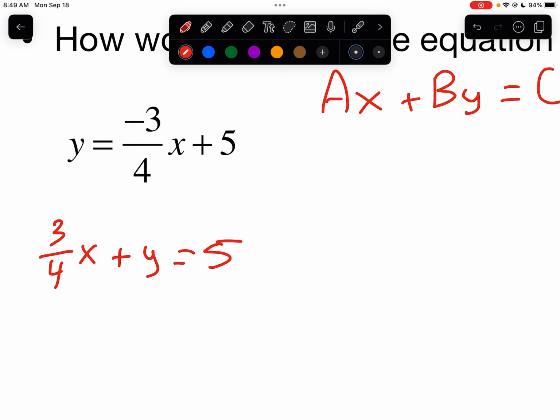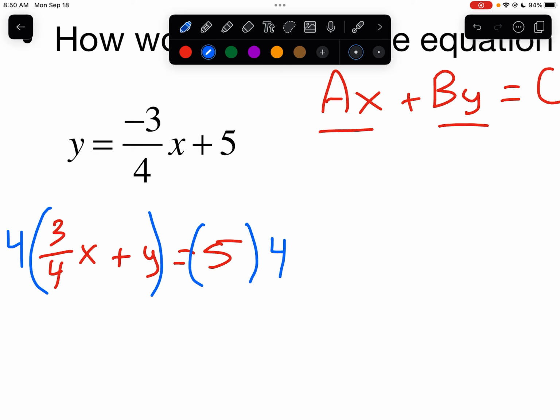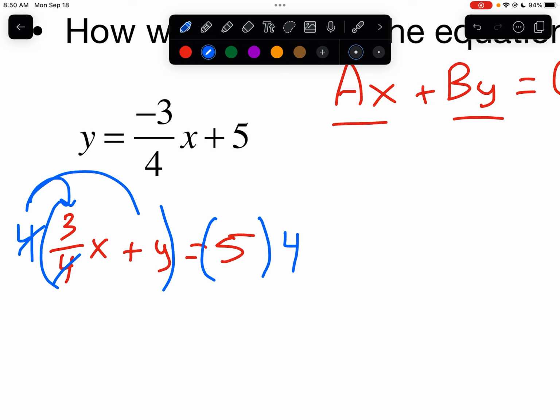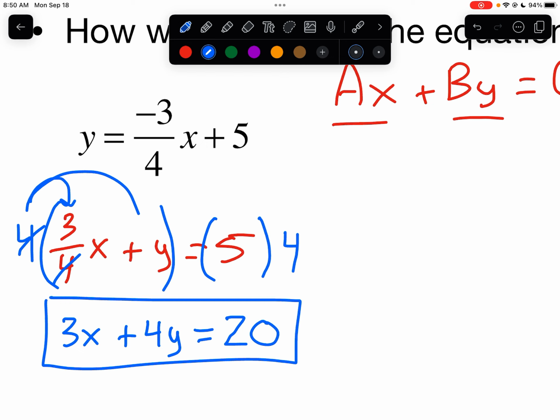Now we're close here because we have x and y on the same side, but remember a, b, and c have to be integers, and 3/4 is not an integer. To make it an integer, we can multiply both sides of this equation by 4, the number in the denominator there, because when we take 4 times 3/4, effectively these 4's cancel out, leaving us with just 3x. So now we have 3x, and don't forget to distribute that 4 to that y, and also don't forget to multiply the other side by 4. Here now we have a standard form equation, 3x plus 4y equals 20.